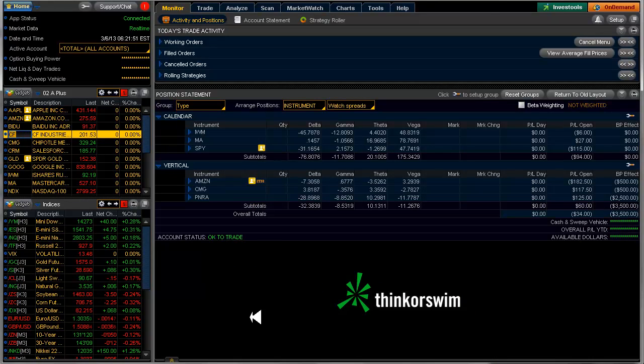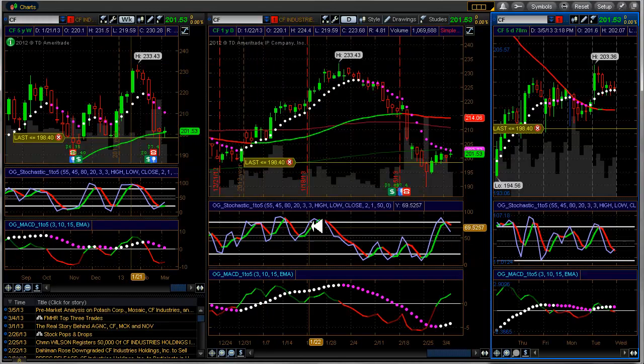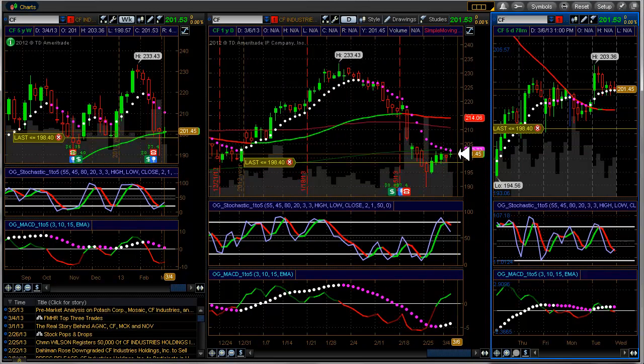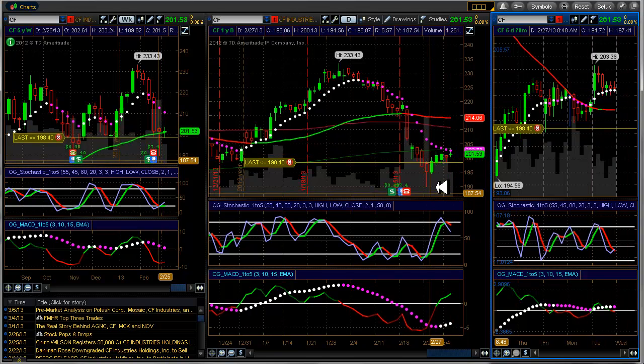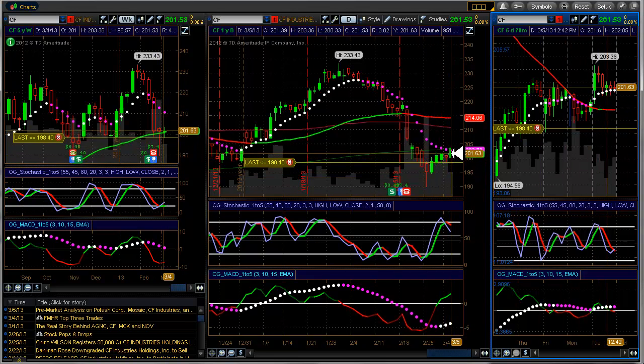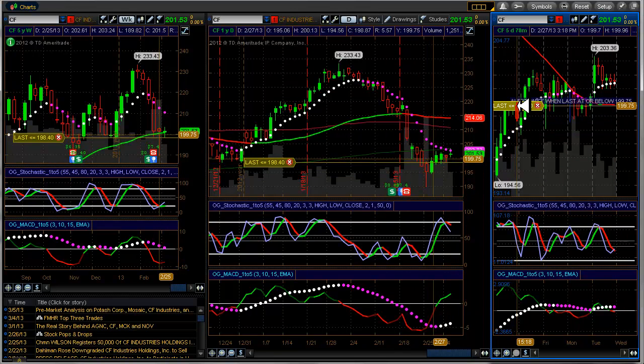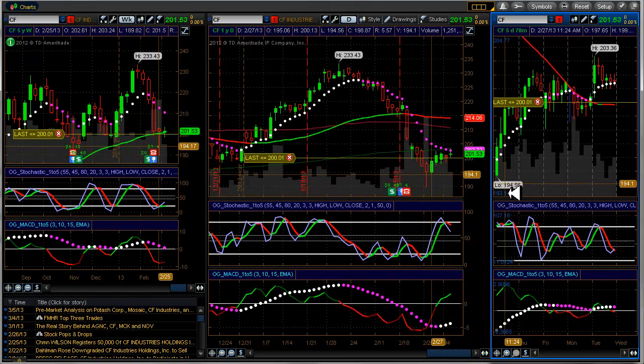CF, we also had an alert on, and it sort of has a doji here, almost, which is a reversal indicator. If it's at the high, that means it may reverse down. I also am going to move this alert up closer to the low from yesterday.